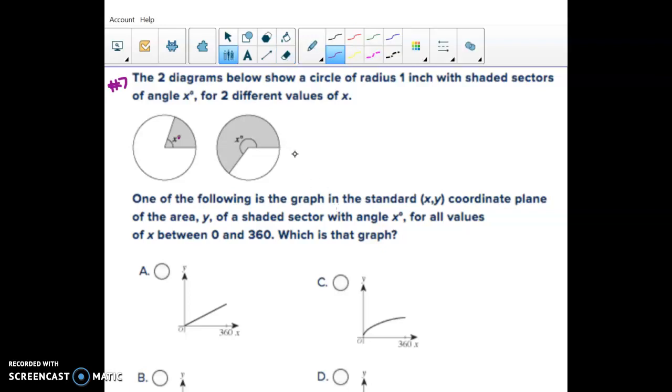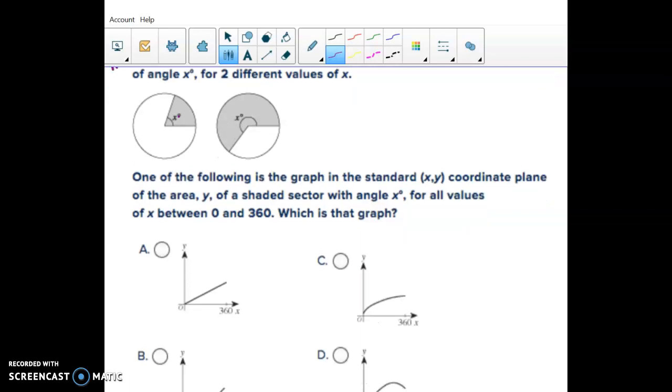All right, this is to help with ACT question number 7. And we've got the area of some sectors of some circle here. And basically we have a relationship between y, the total area, and this angle x. So not surprisingly, as x gets bigger, the total area y should also get bigger.